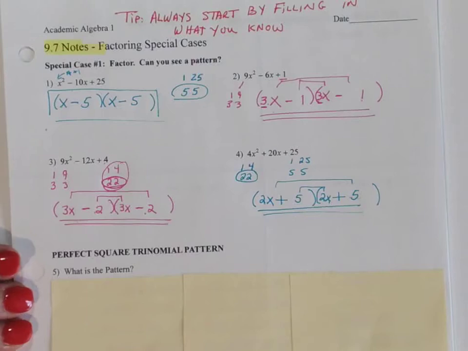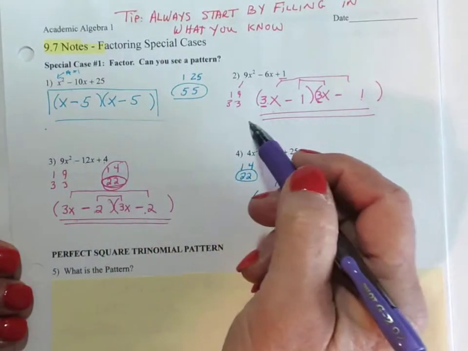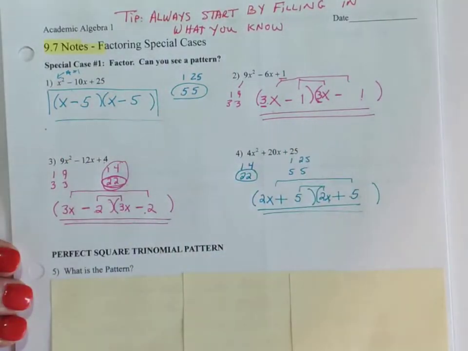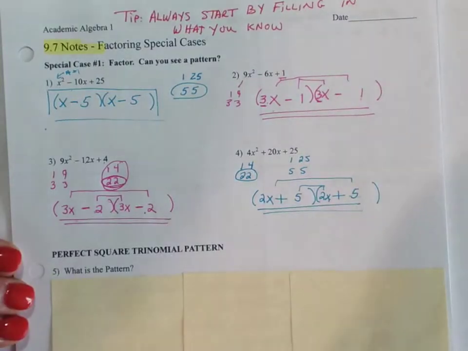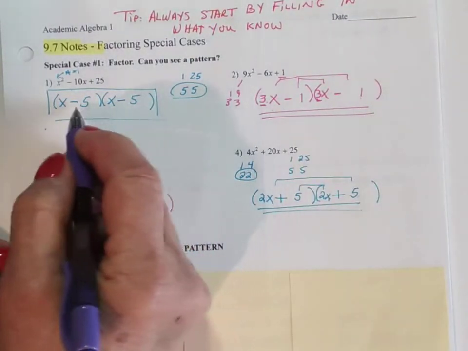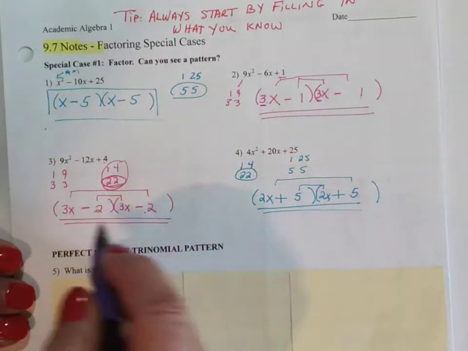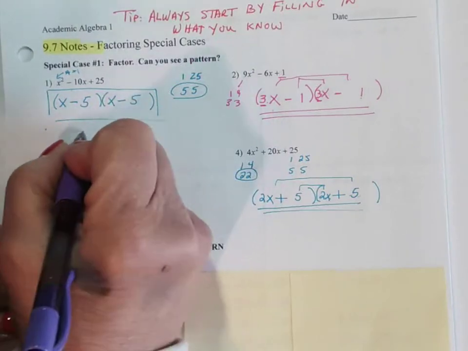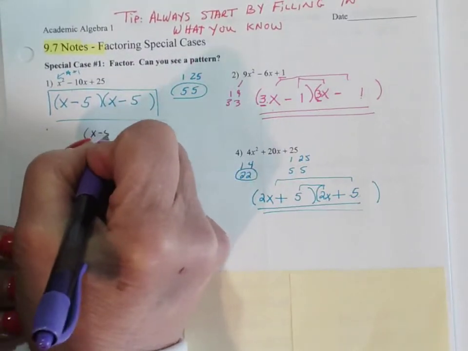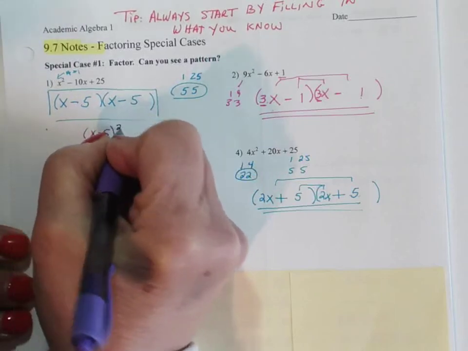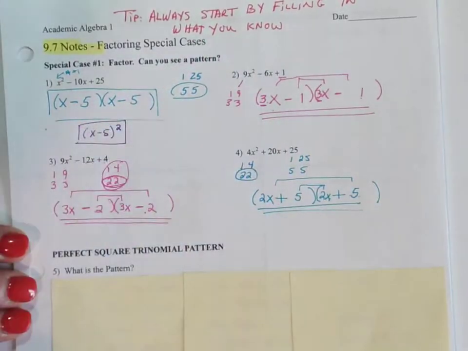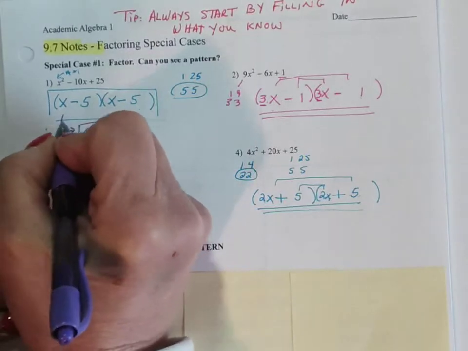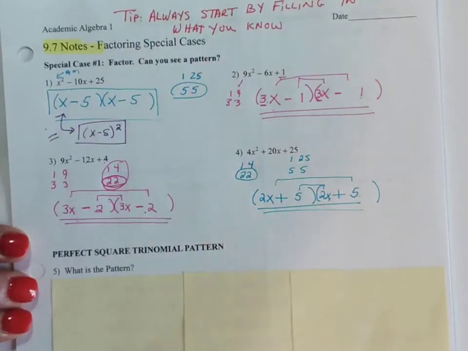Now, are you noticing anything unusual or special about these binomials? And you say, wow, they're the same. In all 4 cases, they're the same. So because this is a binomial, x minus 5, I can square it. So these two are equal.